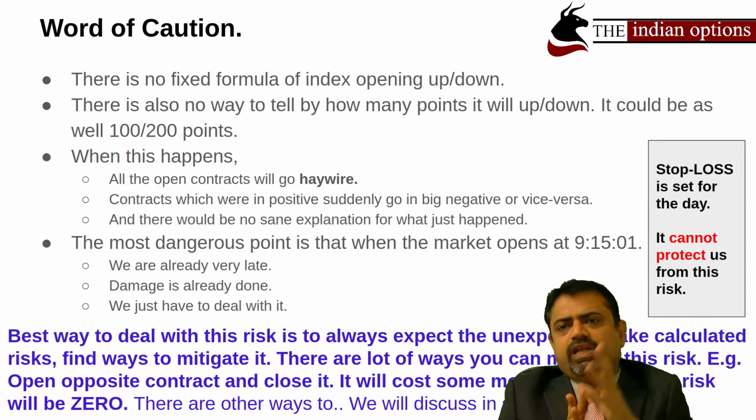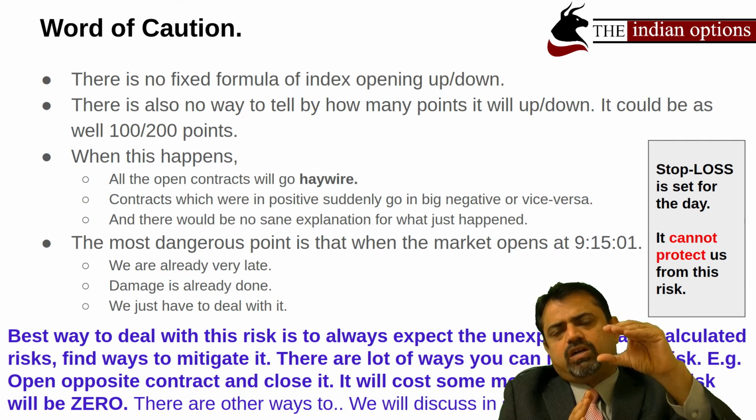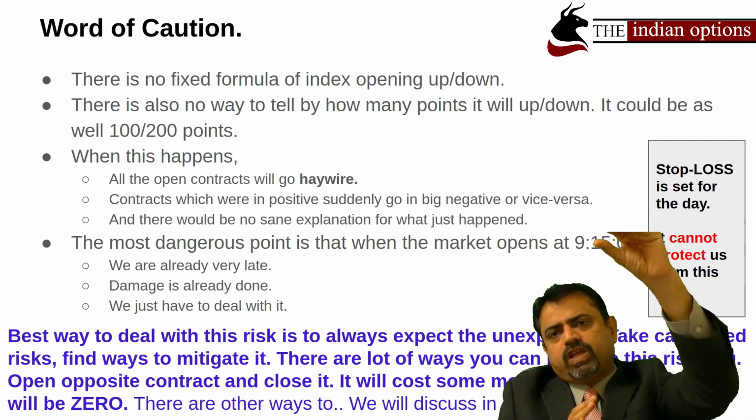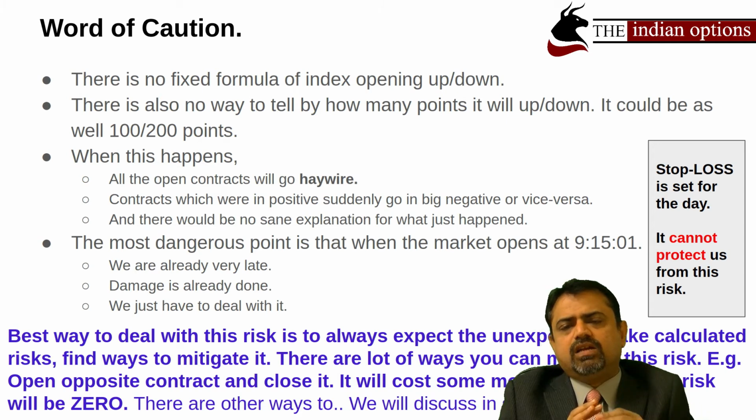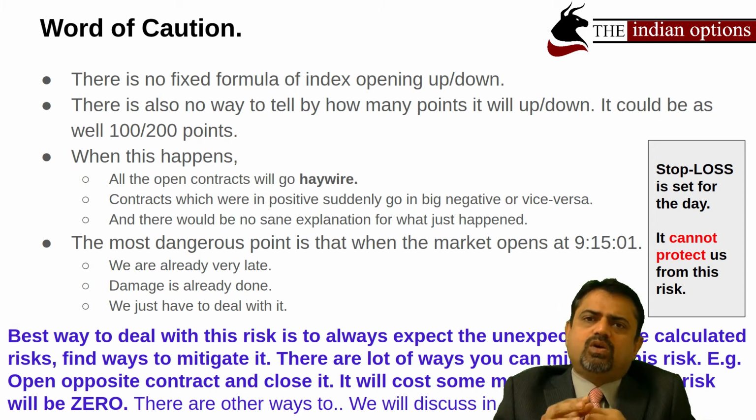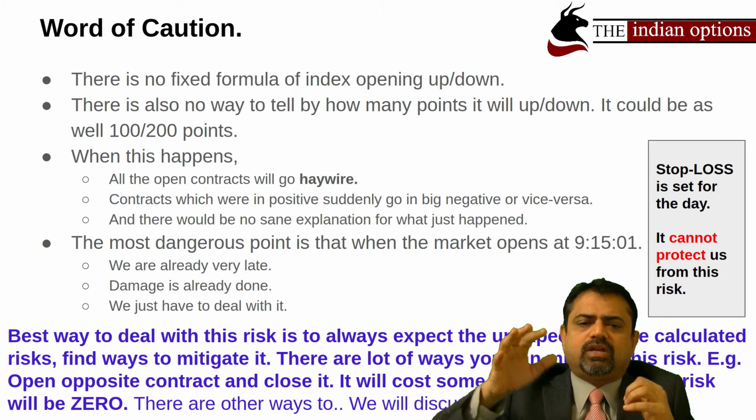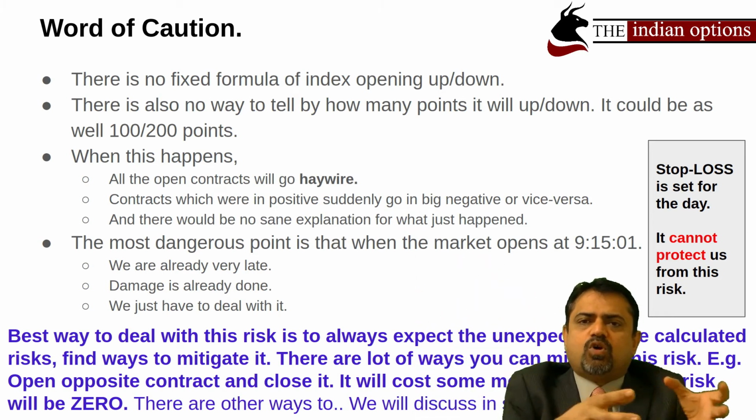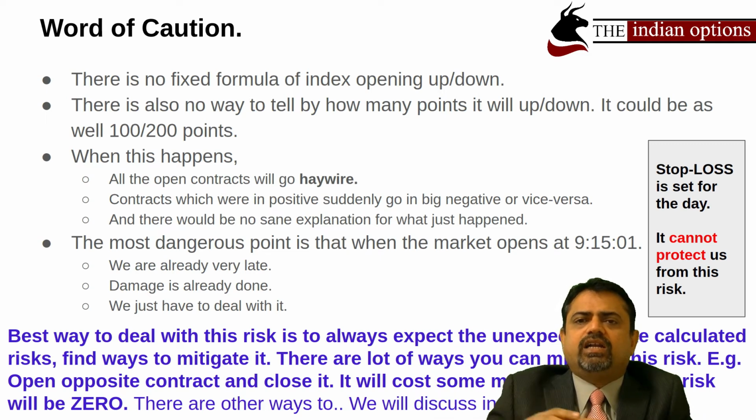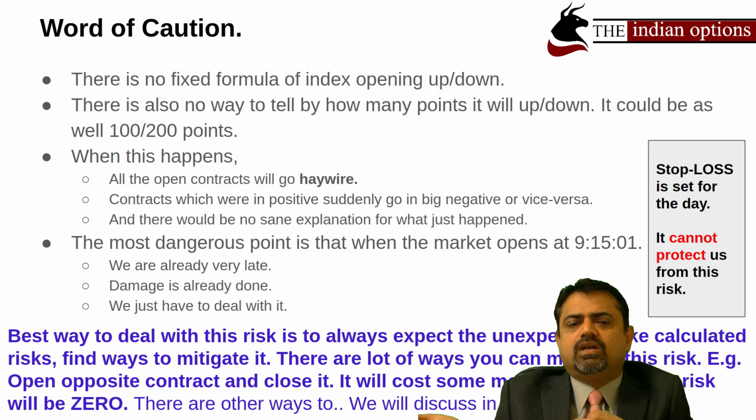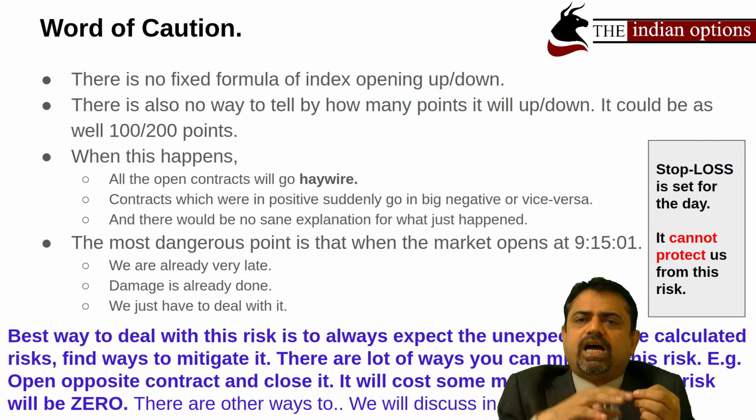So when this happens, when the market opens 50 points up or 100 points up, or 50 points down or 100 points down, then your open contracts will actually go haywire. You don't know what will happen. Some contracts that were positive till yesterday evening are suddenly in loss today, or in deep red, or in a problem.